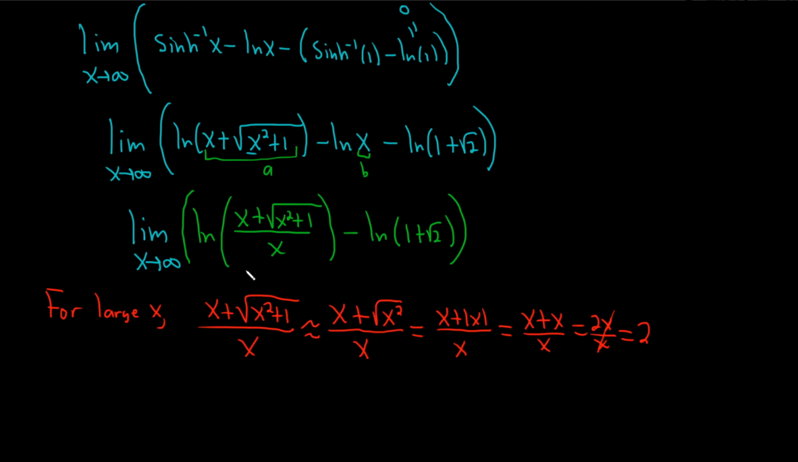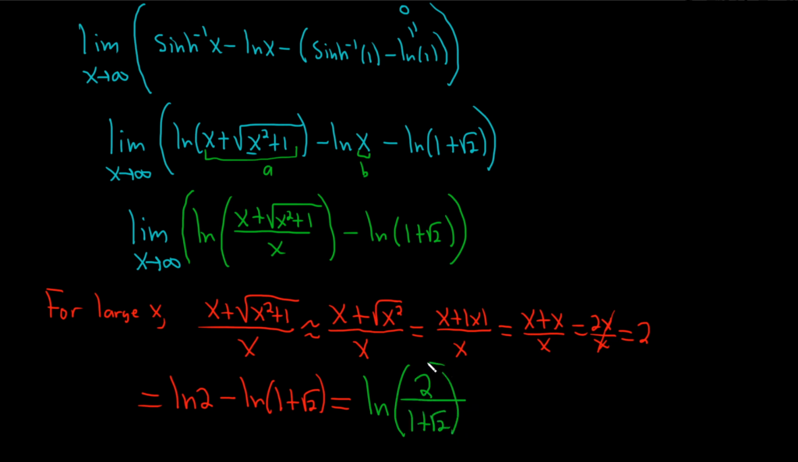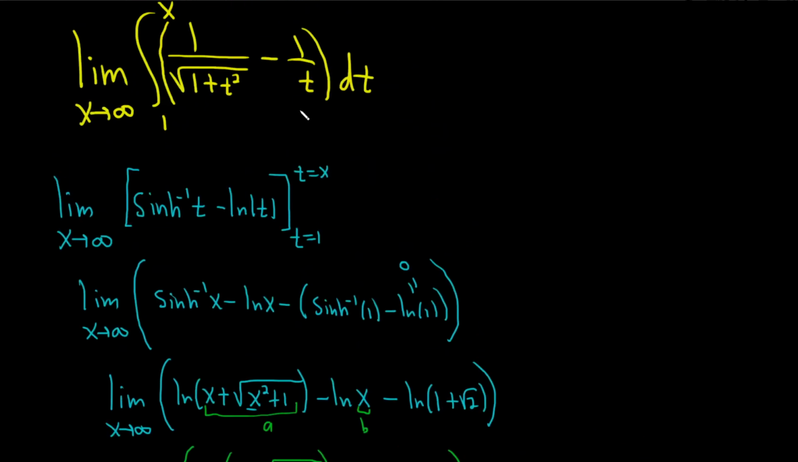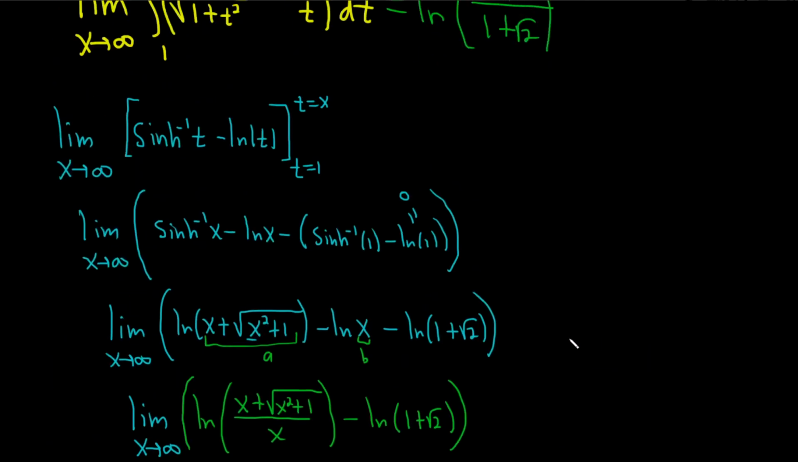So as x approaches infinity, this approaches the natural log of 2 minus the natural log of 1 plus the square root of 2. That hangs out. And then using the quotient rule one more time, we have that the final answer is the natural log of 2 over 1 plus the square root of 2. So that would be the final answer. So this limit, this original question, is equal to the natural log of 2 over 1 plus the square root of 2. Make sure that's what we got. Just wrote it down. Yep, that's it.